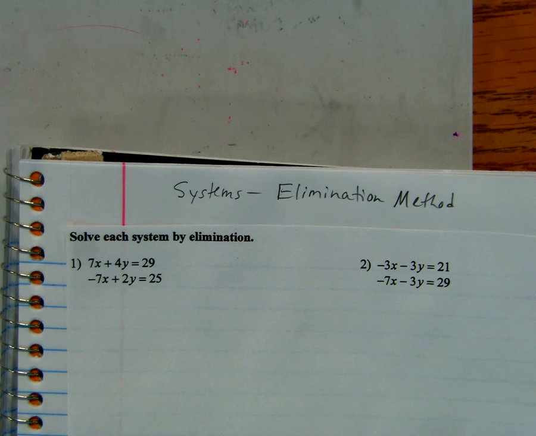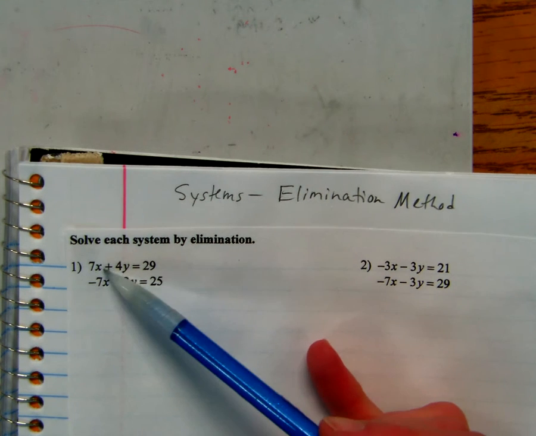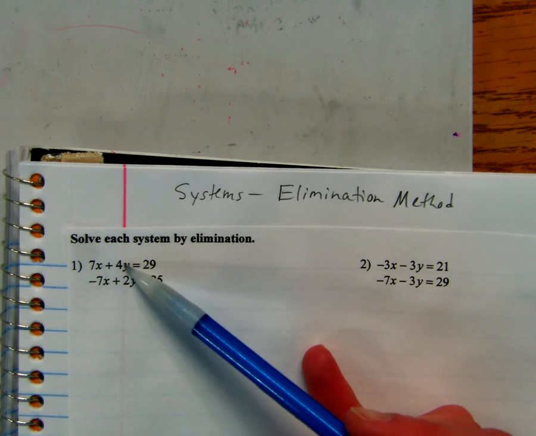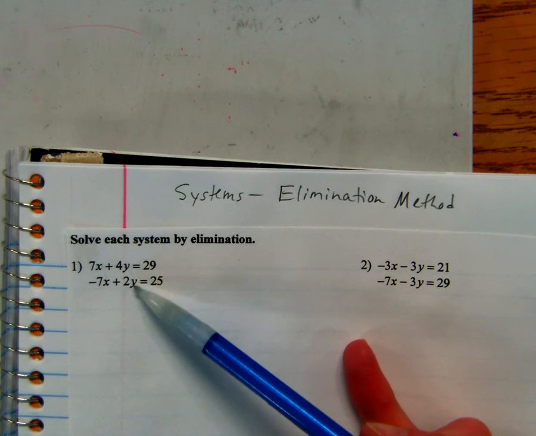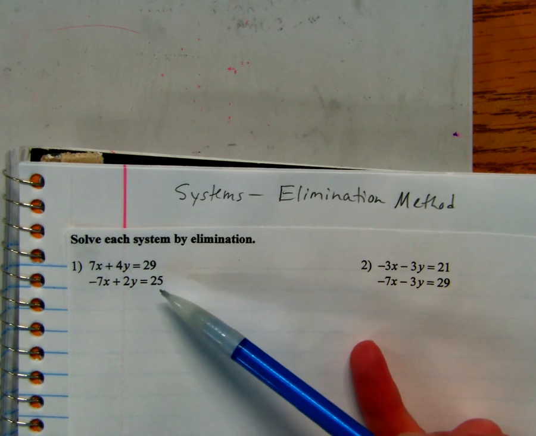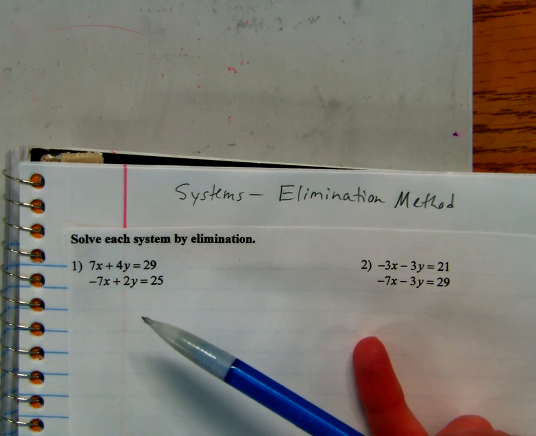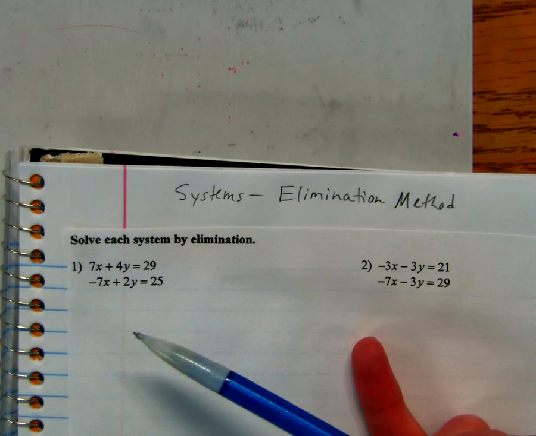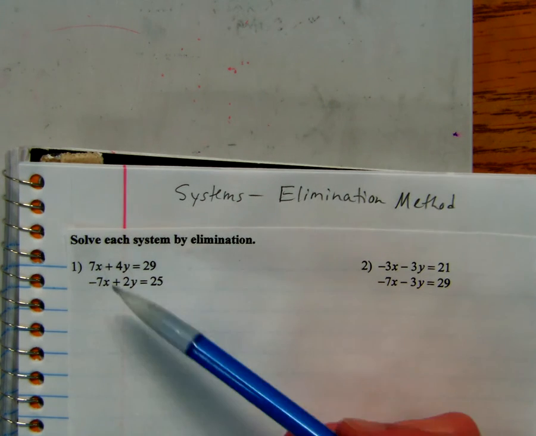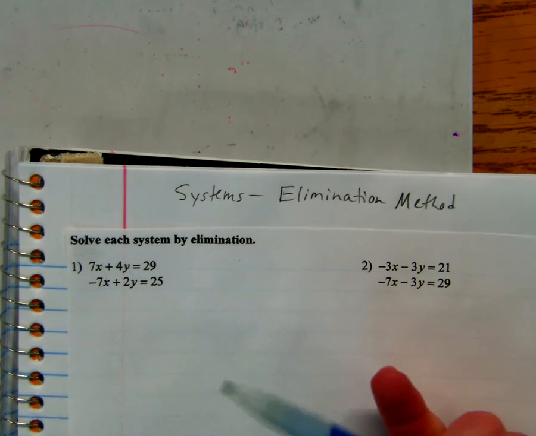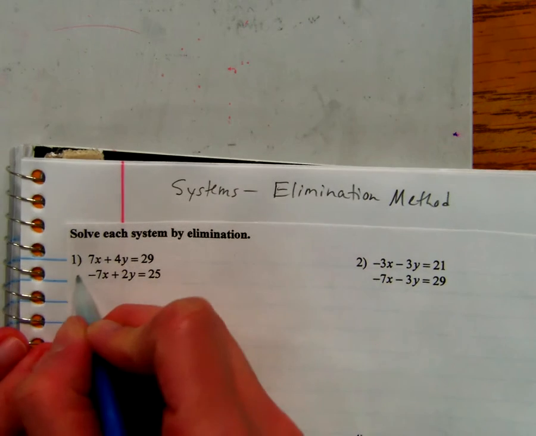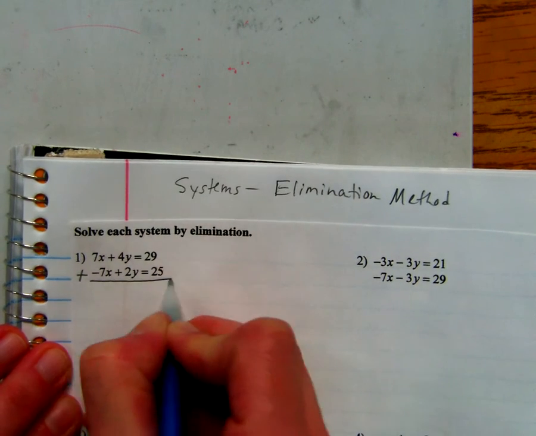All right, this lesson is systems, the elimination method. In the elimination method, what we want is for the equations to be lined up in standard form. The x's are lined up, the y's are lined up, and then on the other side of the equation, the constants are lined up. And we want that because sometimes we can kill either the x or the y just by using opposites. So since this is equal and that's equal, we can actually add these equations together.